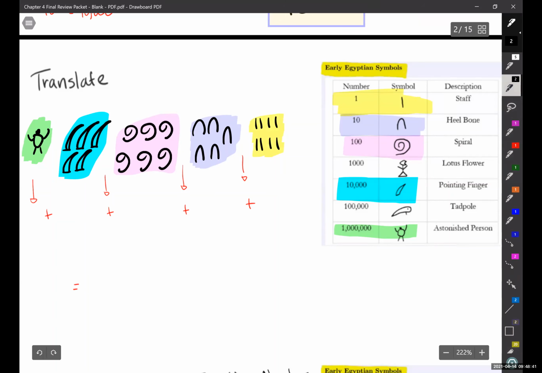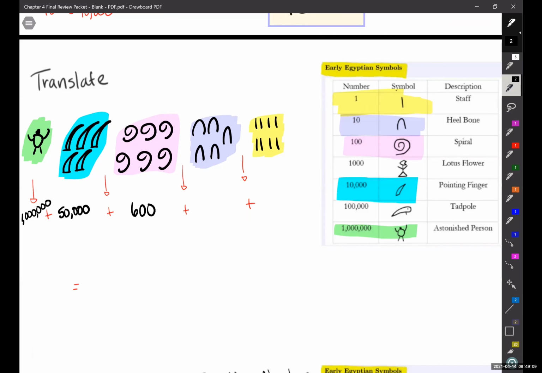So translating piece at a time, we see this symbol that I highlighted in green stands for 1 million. And we've got one of those, so we have 1 million. Okay, in blue, the symbol stands for 10,000. We count it, we have 5 of those, so that would be 5 10,000s or 50,000. Next up, we've got the spiral, each of which is 100. We have 6 of those, so that would be 600.